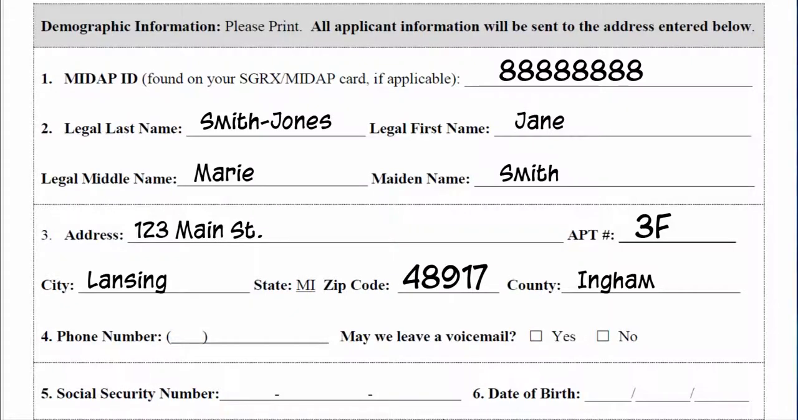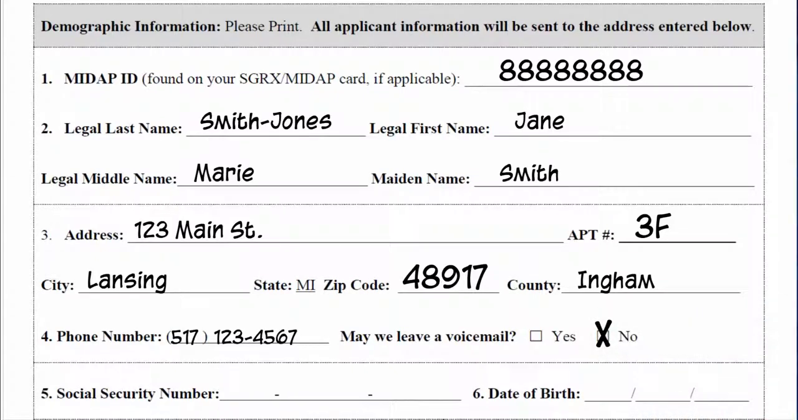Question 4 is asking for your phone number and if MyDAP may leave a voicemail on the number you provide. If you check yes, that we may leave a voicemail, MyDAP staff will only state they are calling from the state of Michigan. At no time will a MyDAP staff member leave any private or confidential health information when leaving a message.